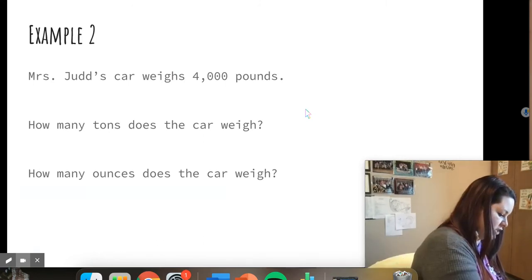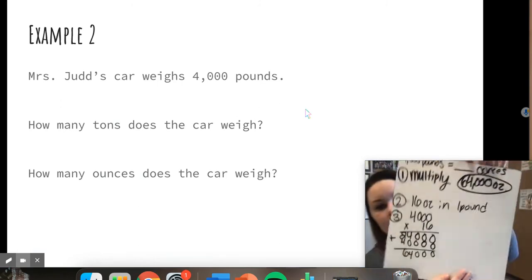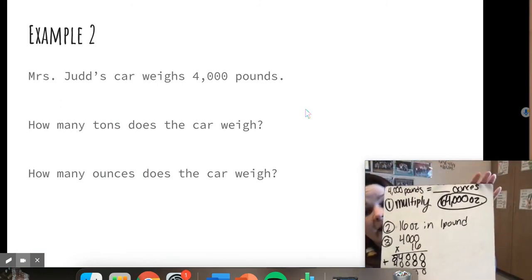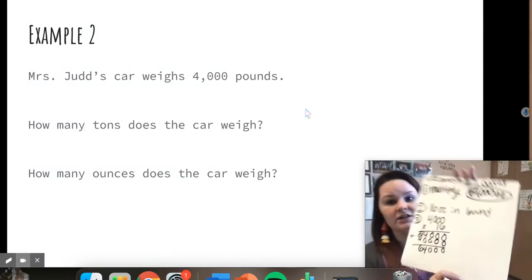Okay, and our answer is 64,000 ounces. Does that make sense? It's much larger than pounds, and ounces are smaller, so it would make sense that there are more of them. Okay, so that is the correct answer, and it does make sense.